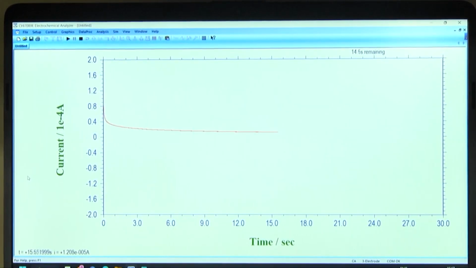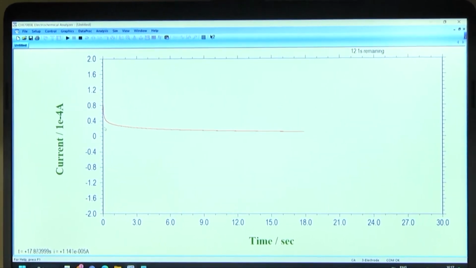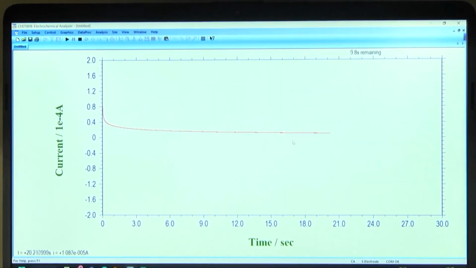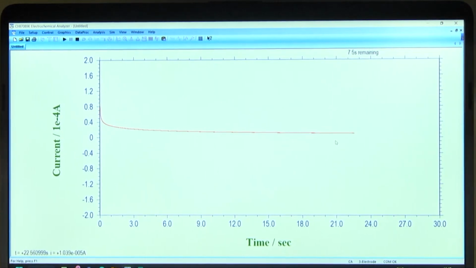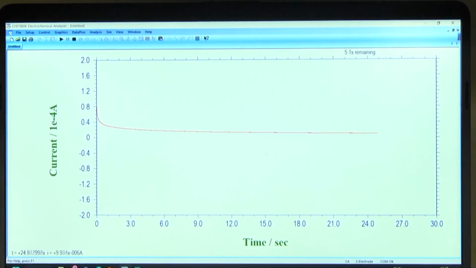Here you can see that as time progresses, the current value saturates, indicating the formation of a diffusion layer, which dictates the current signals that we are getting.